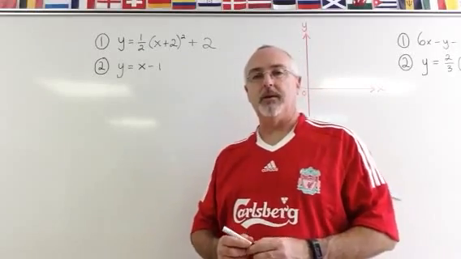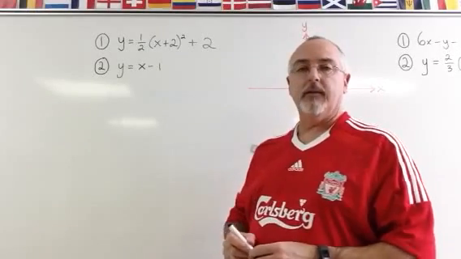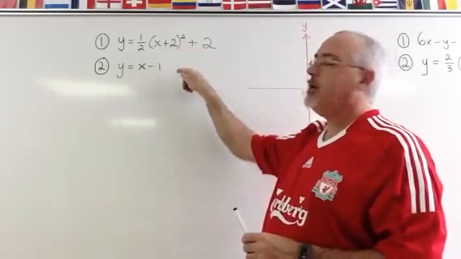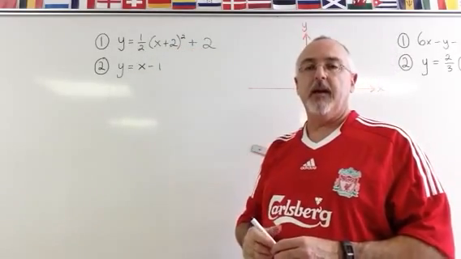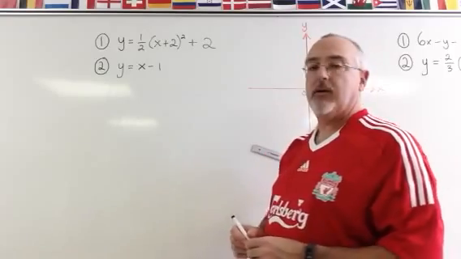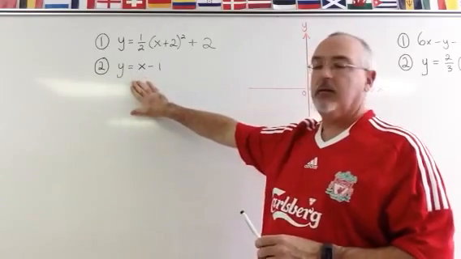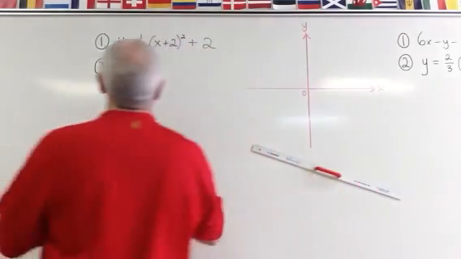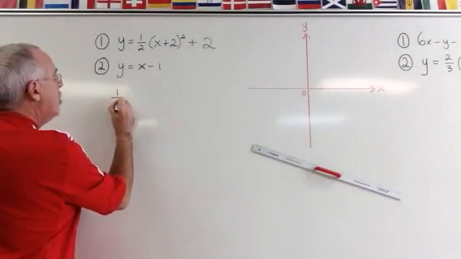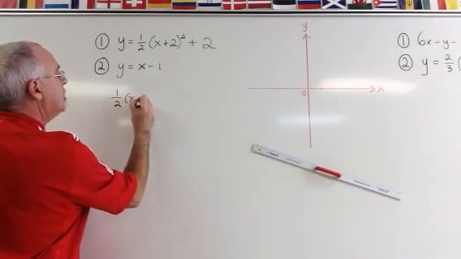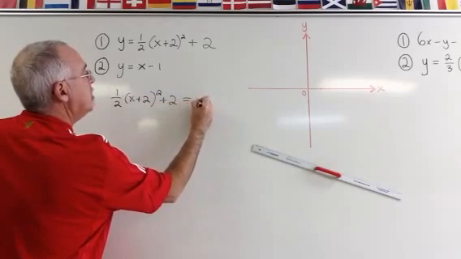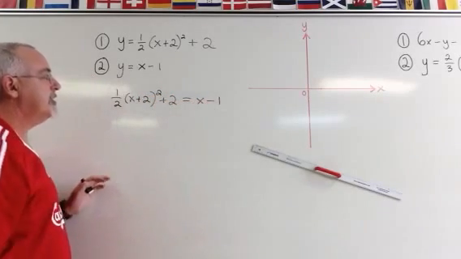I teach a math course where students are asked to solve a system of equations which is a combination of a quadratic equation and a linear equation. And the way to solve this, of course, is with comparison. Because the y is already isolated in both of these equations, I can go right into my comparison, where 1/2 (x plus 2) squared plus 2 is equal to x minus 1.